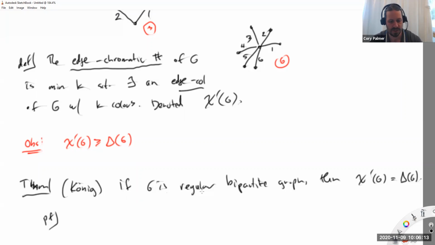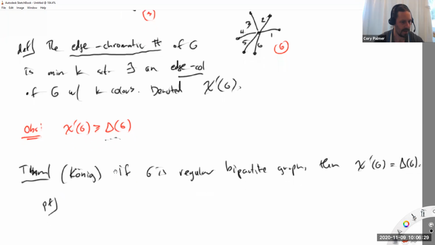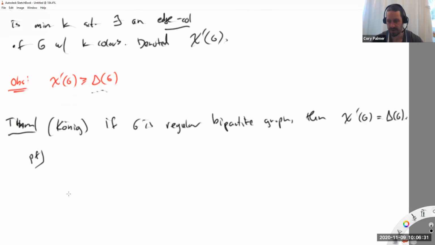And to prove this, we just need to show an upper bound of delta G, because we automatically have a lower bound of delta G by this observation. It's always a lower bound on the number of colors needed. So let's exhibit an edge coloring of G, my regular bipartite graph, using only delta colors. Okay. And the proof is actually very simple here. You can formally set it up as an induction here, but I'm just going to argue through it here. We know something about regular bipartite graphs. We proved something in one of the homeworks. Does anybody remember?